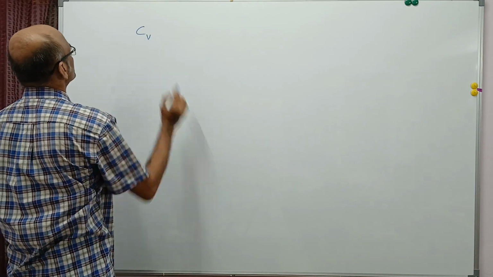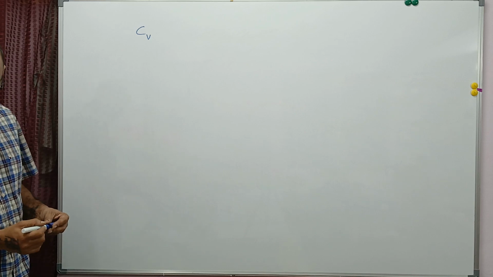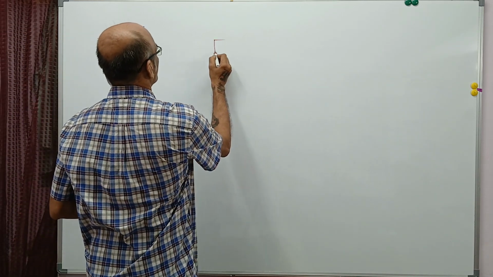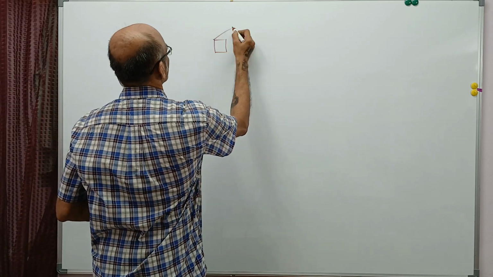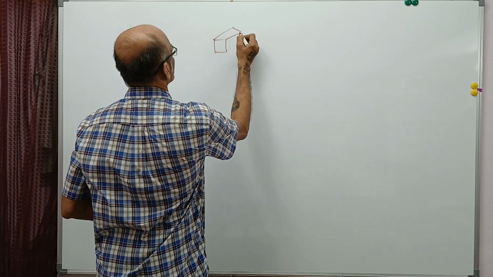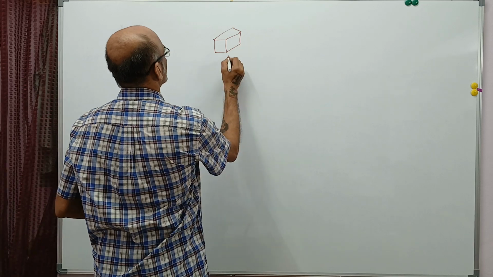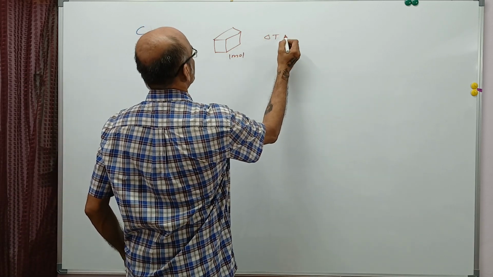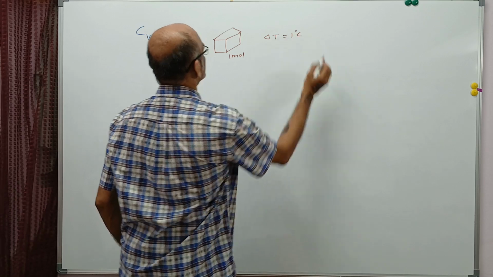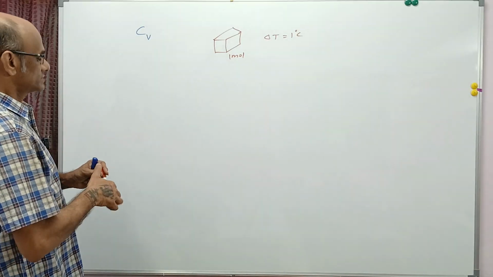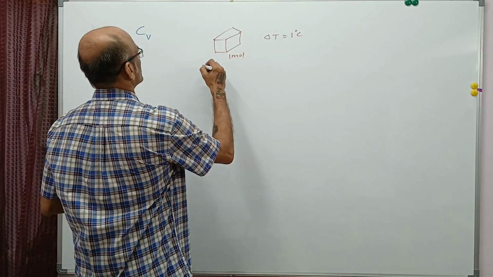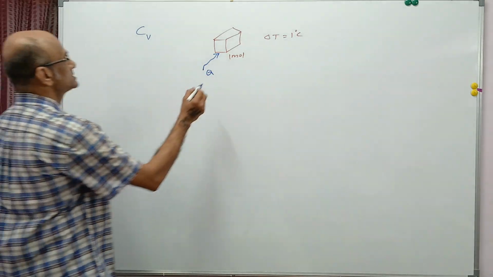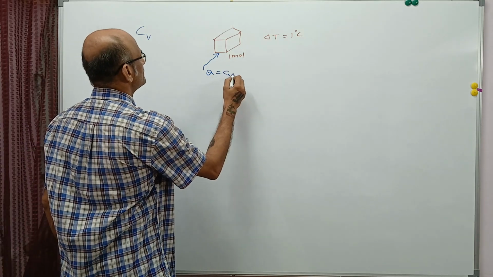The symbol is CV. This is the amount of heat required to raise the temperature of 1 mole of a gas by a temperature of 1 degree Celsius. So to do that, we have to supply a heat, and this amount of heat is by definition CV.